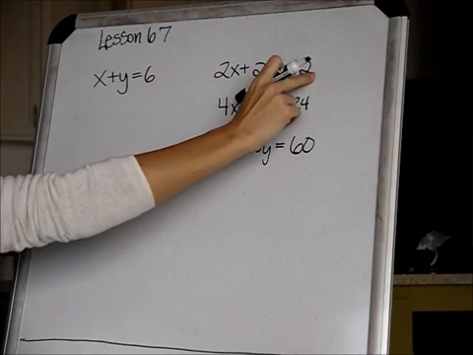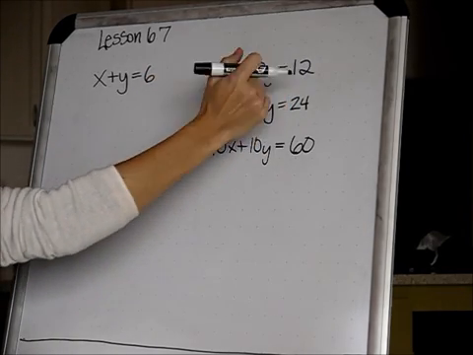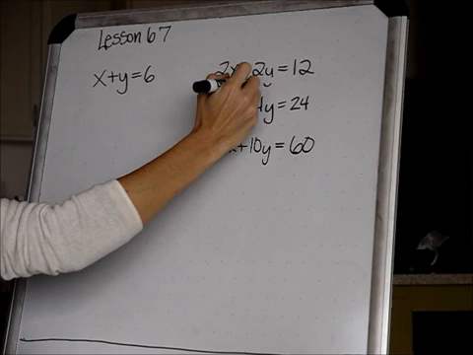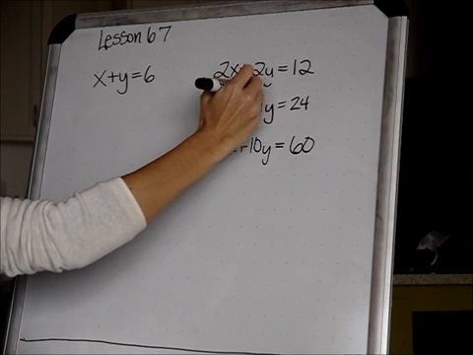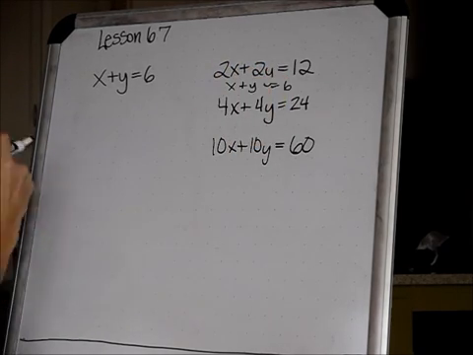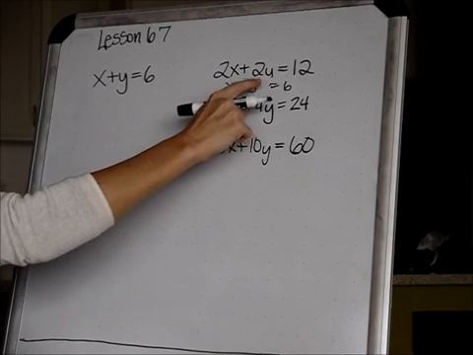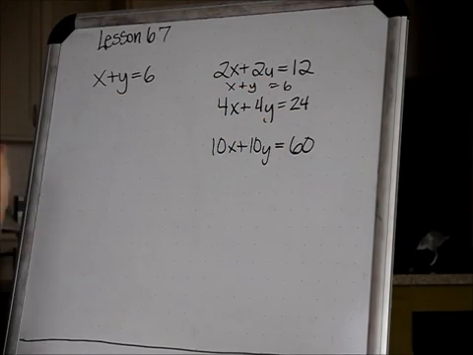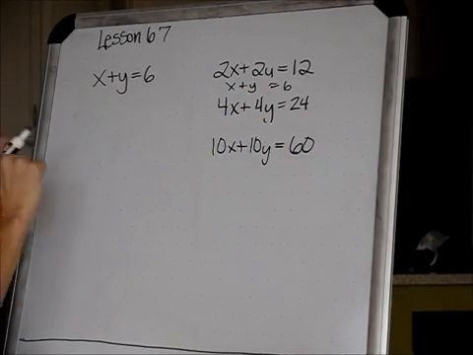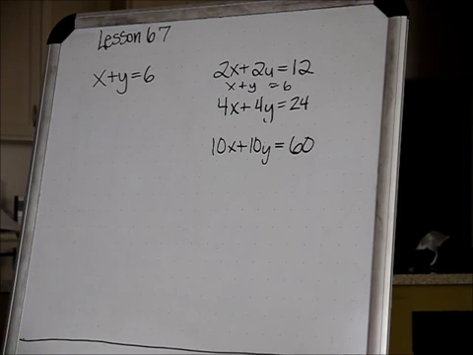What if I divide everybody by 2? What do we get? 12. Divide everybody by 2. What if I divide everybody by 4? 6. x plus y. What if I divide everybody by 10? You get x plus y equals 6.